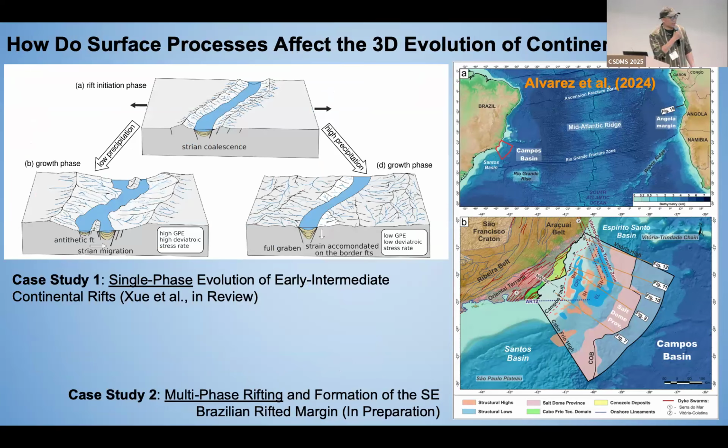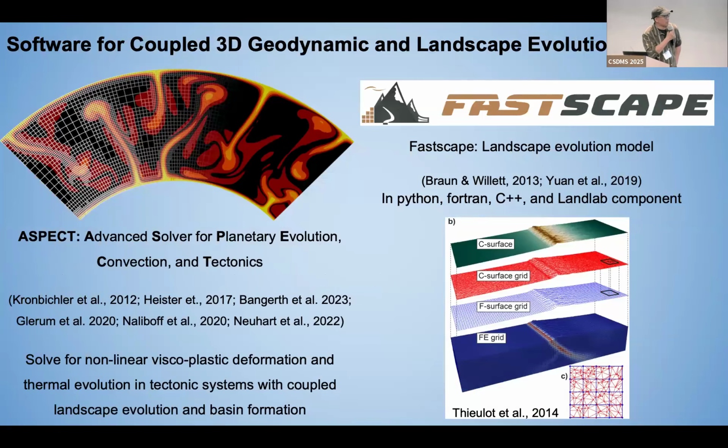We'll use the case study in the rifted margin in southeastern Brazil. The method we're using is coupled between Fastscape and ASPECT. ASPECT is a geodynamic model, short for Advanced Solver for Planetary Evolution, Convection, and Tectonics. It provides solvers for the mass, momentum, and energy equations, and it can also solve viscoplastic deformation.